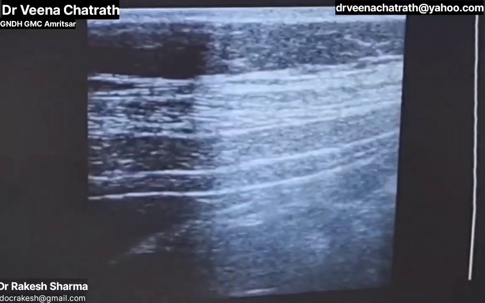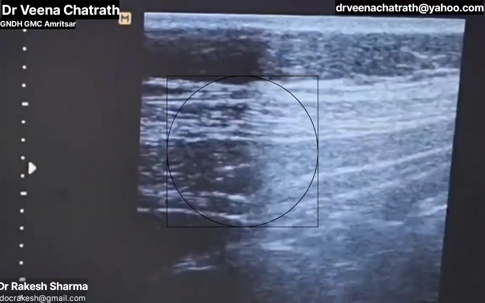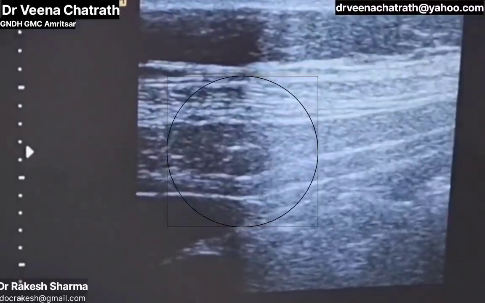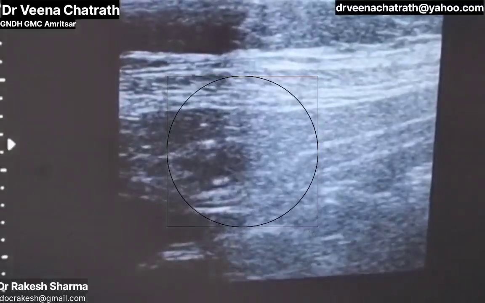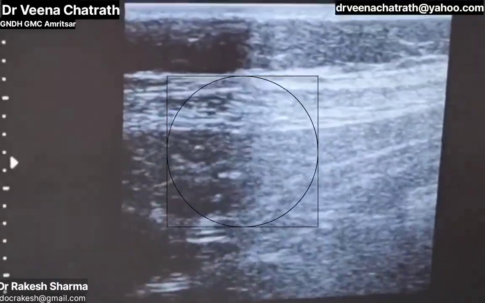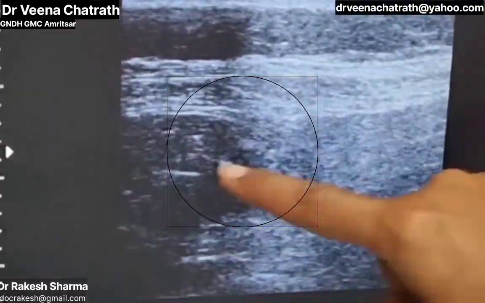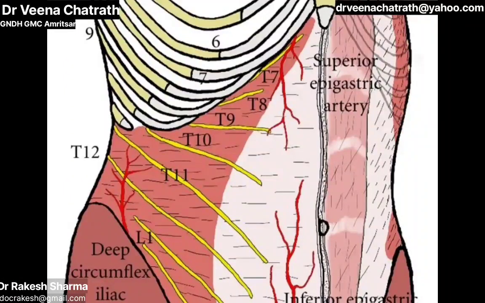The needle is inserted into the plane between the internal oblique and transversus abdominis muscle. Hydrodissection is done with 2 ml of normal saline, followed by injection of 20 ml of 0.25% levobupivacaine with 0.5 mg butorphanol. The subcostal TAP block provides analgesia by blocking the anterior cutaneous branches of the intercostal nerves with nerve roots ranging from T7 to T10, and it will also provide analgesia to the drain site.